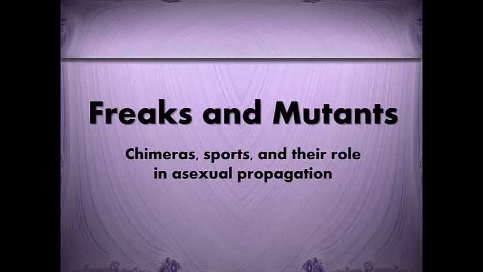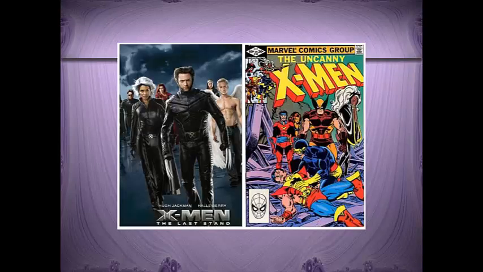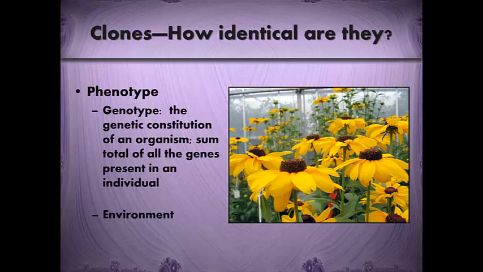In this unit, we're going to talk about why sometimes plants, even if we propagate them vegetatively or asexually, don't always look identical. A lot of times this has to do with mutations, hence our title. But don't act like this isn't what you thought about when you saw Freaks and Mutants. You know it is. But back to plants.